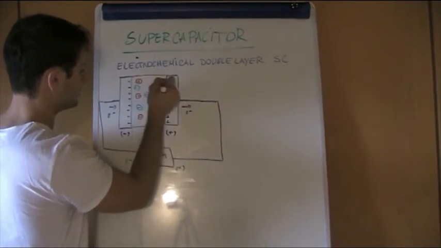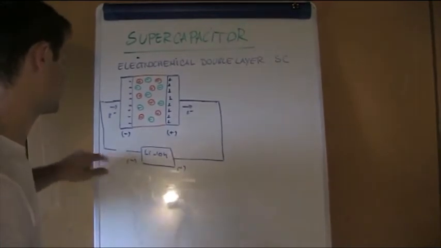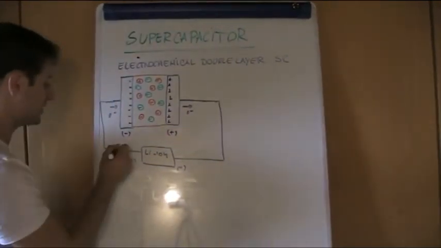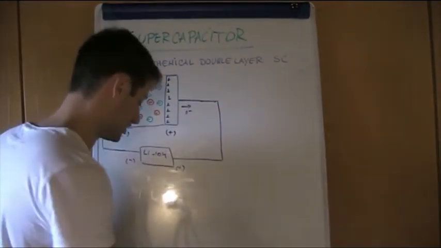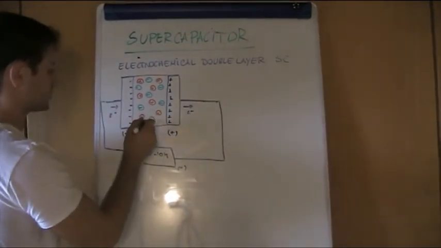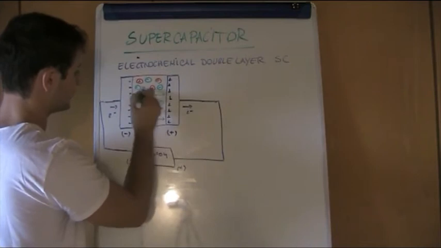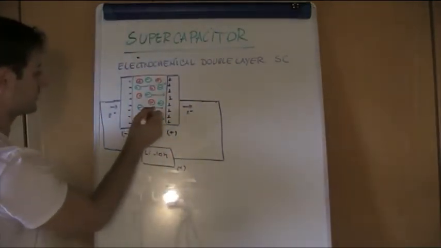Obviously, they are statistically randomly distributed in each single point when the circuit is open. But when the circuit is closed, here we have the negative charging and here we have the positive charging. And so these ions start to migrate, in this way. On the other hand, the cations start to migrate in the opposite way, in this way.